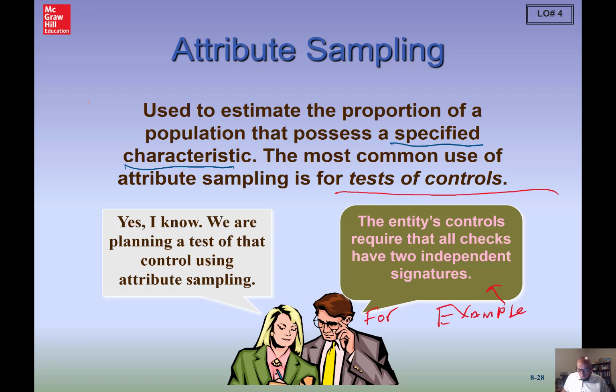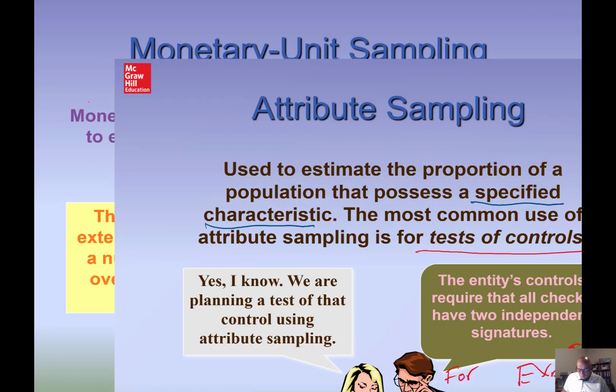And we're using sampling to help see if transactions have the attribute here for our internal control testing for the credit approval, or in this example, looking for dual signatures. Whatever characteristic it is that we're looking for, that's attribute sampling. That's what we use for our internal control testing.